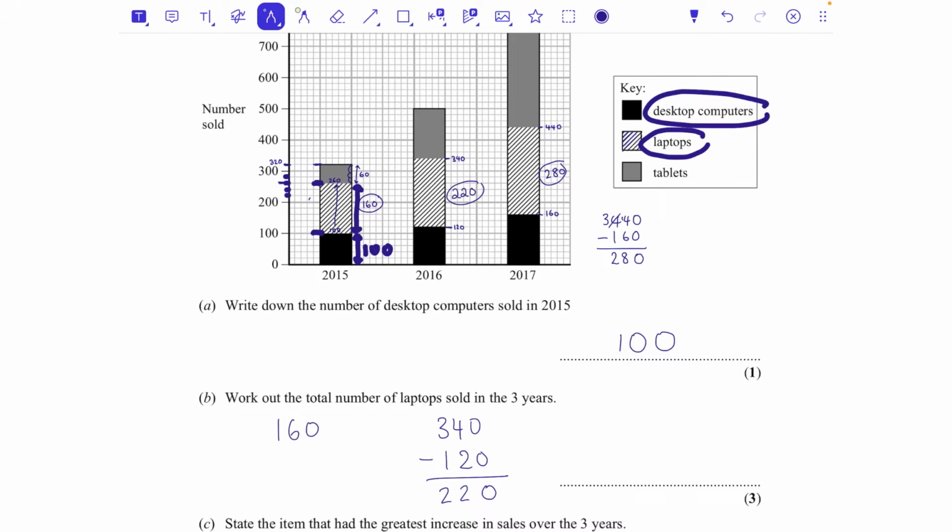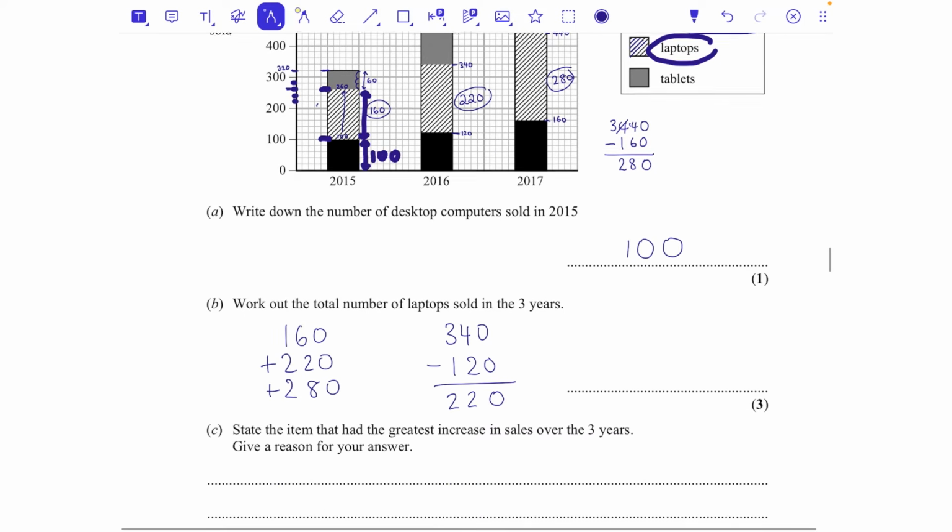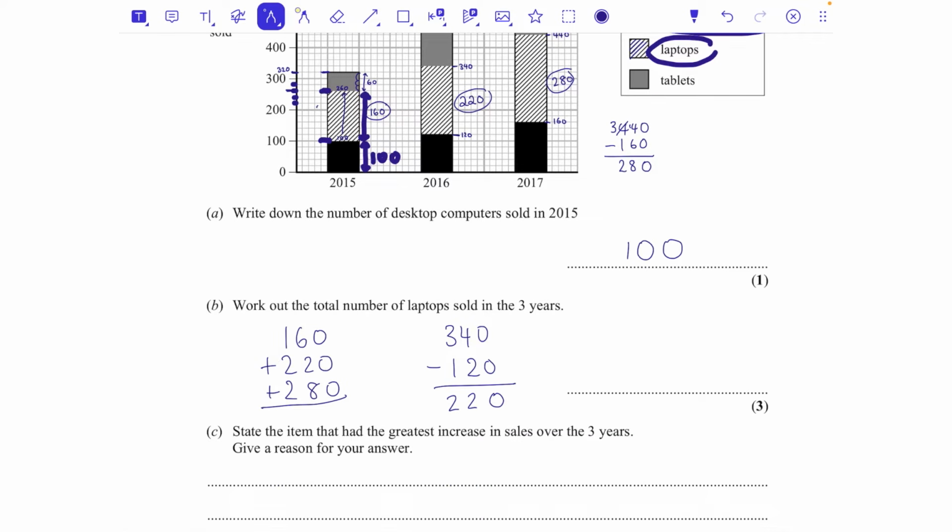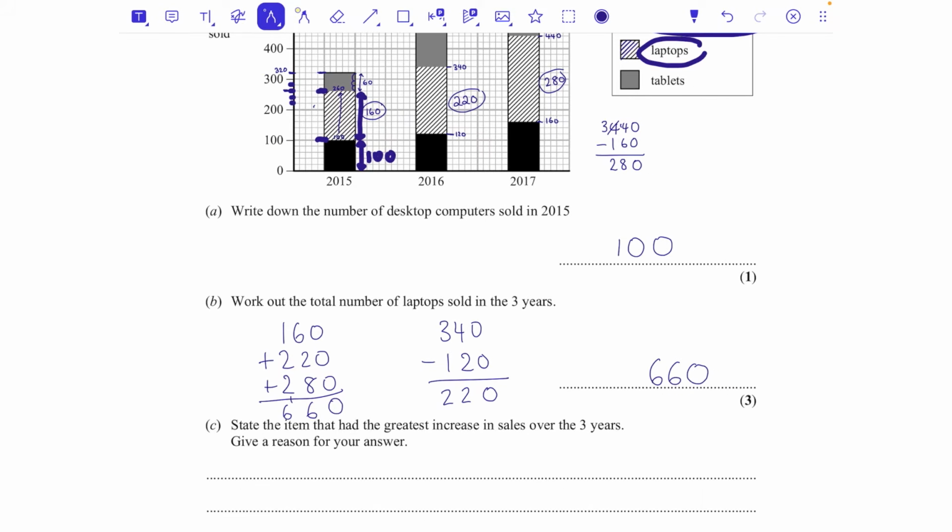160 for 2015, add 220 for 2016, add 280 for 2017. 0 add 0 add 0 is 0. 6 add 2 add 8, well the 8 and 2 makes 10, so that's 16. Carry the 1. 1 add 2 add 1 is 4. So our answer is 660. Quite a lot of steps to that one, so well done if you got that.